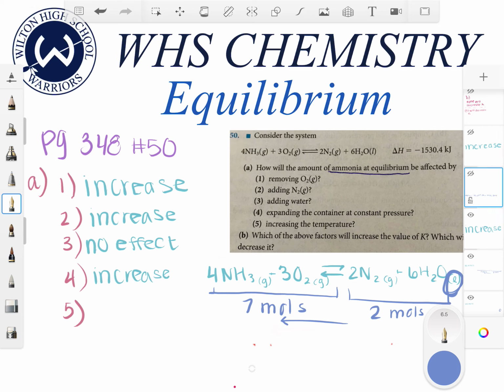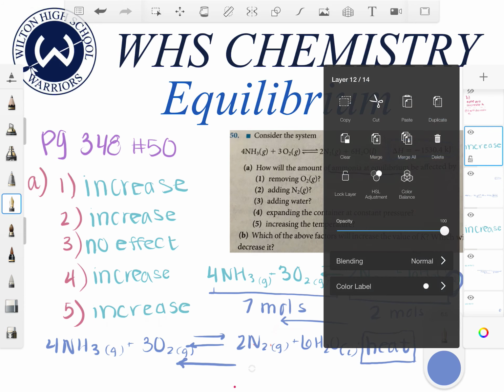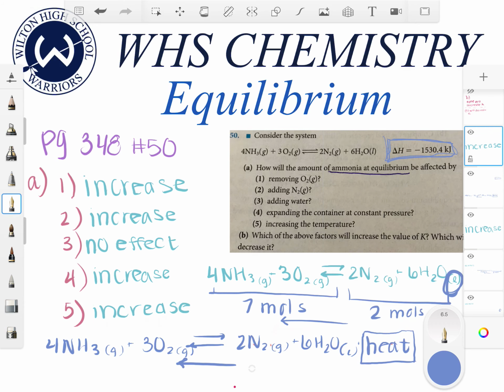And then finally, I'm going to rewrite the equation for number 5 because we're talking about temperature, and they've given us this delta H here, and it's negative, so we know that it's exothermic, so that heat is going to be here on the product side. So I've rewritten it with heat, which is really helpful when we're talking about temperature. And again, we know that it's going to shift left because you're adding heat by increasing temperature. So that's going to cause an increase in ammonia. So that's all for part A.